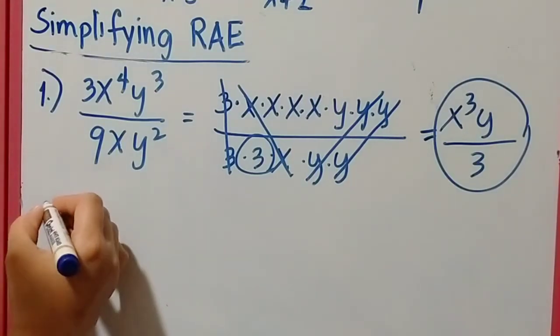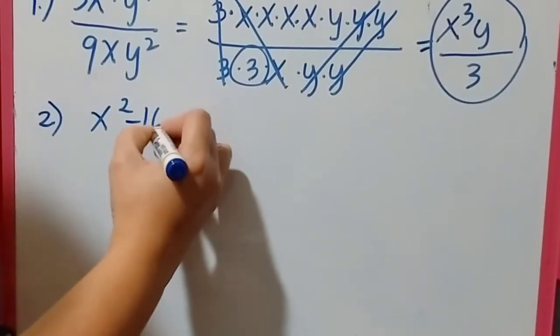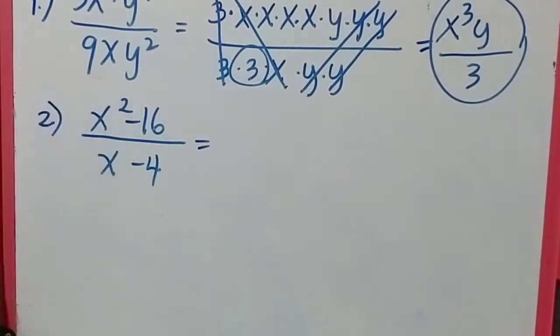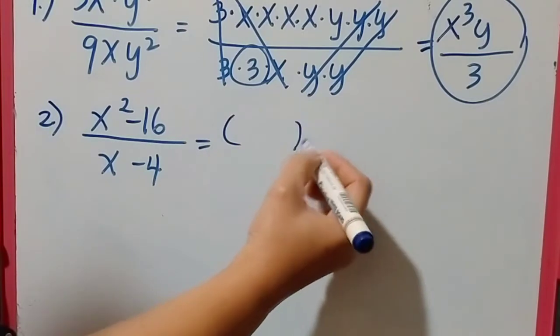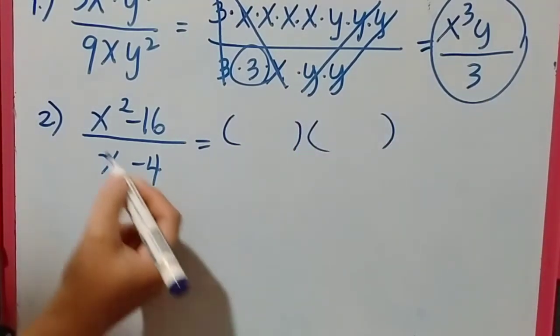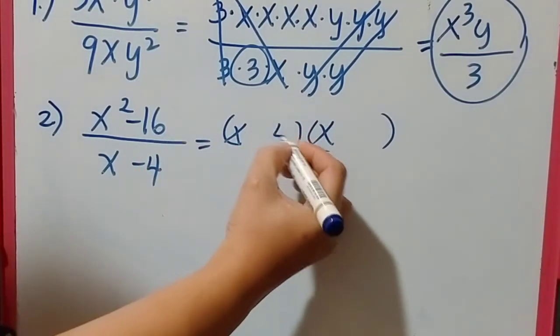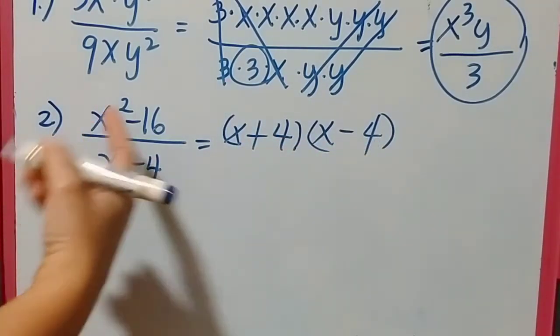Okay, so let's have another example. Let's take x squared minus 16 all over x minus 4. Let us simplify this. During the previous discussion, we have discussed how to factor polynomials, right? As you can see, our numerator is a difference of two squares. If we're going to factor this, we will just get the square root of the first term, x, and the square root of the second term, which is 4. One is a sum and the other is a difference. That's how we factor a difference of two squares.